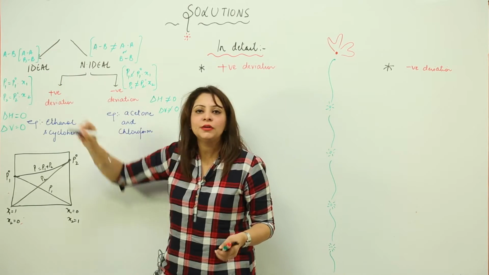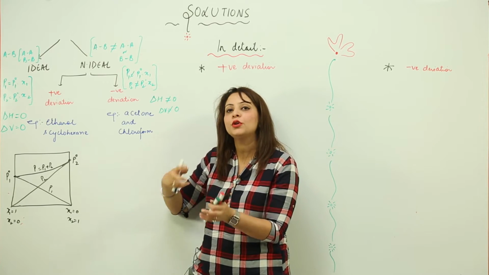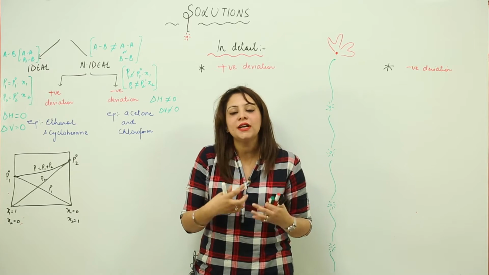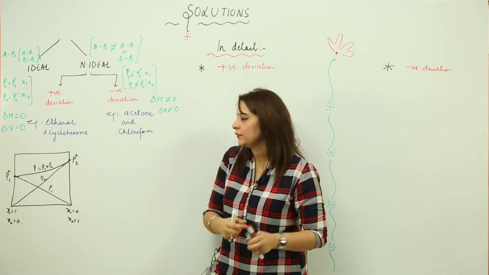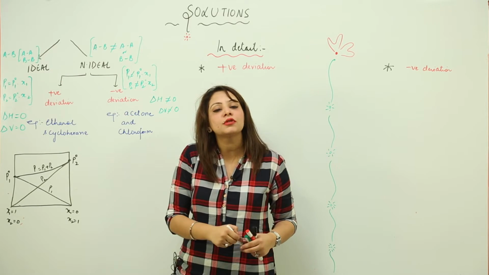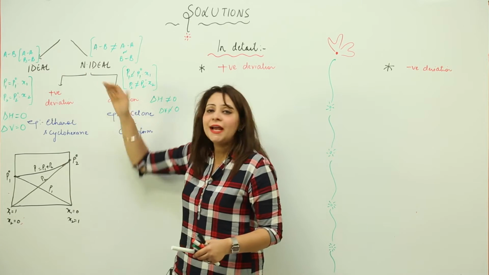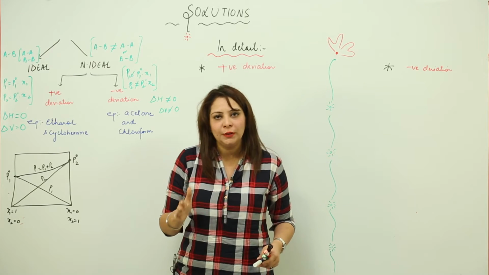Now, when we talk about ideal, I am just summarizing it again because we did this topic, but now we want to start another topic, and before starting that I want you to be well versed in this topic again, right. So, I am just doing it in a short span of time, just look at the book. An ideal solution is one which obeys Raoult's law at all conditions of temperature and pressure, you know that. And the non-ideal is one which does not obey Raoult's law at all conditions of temperature and pressure.